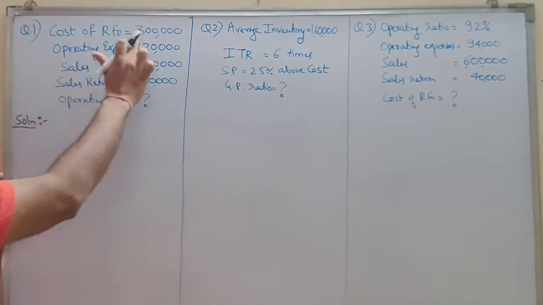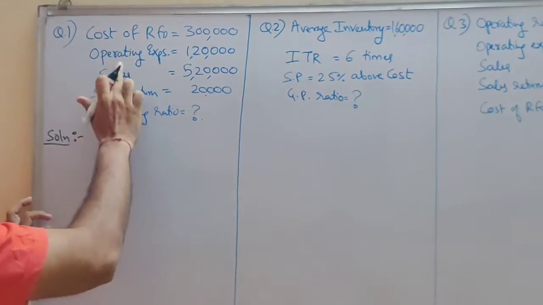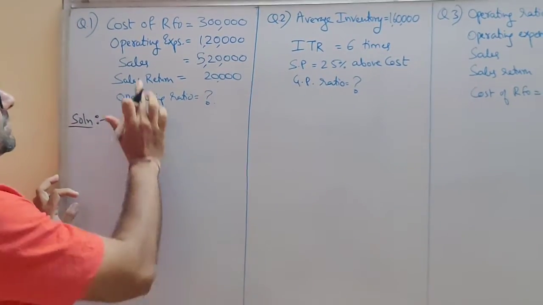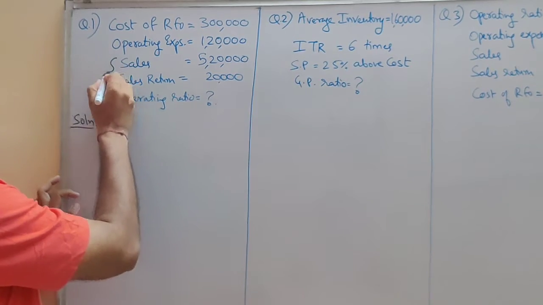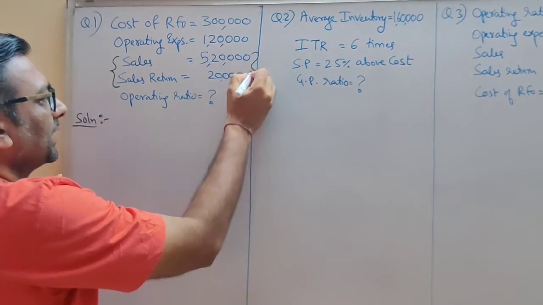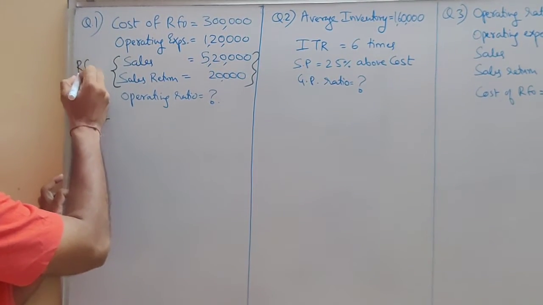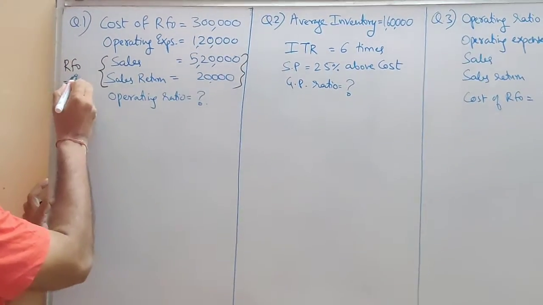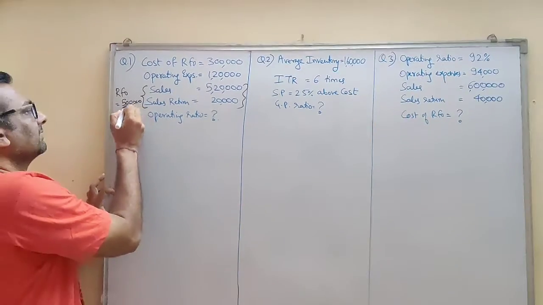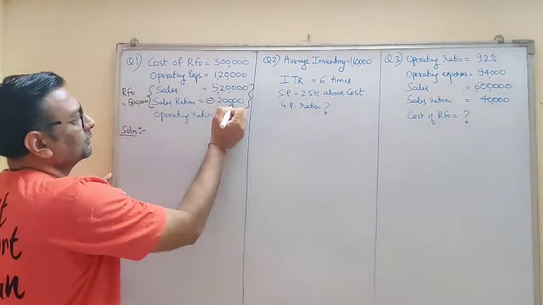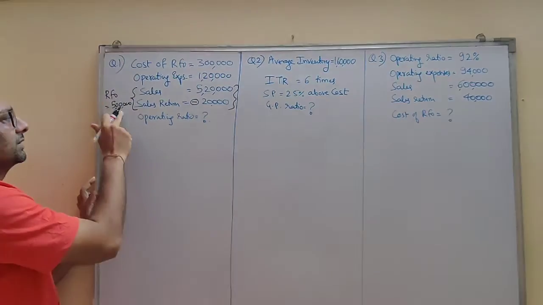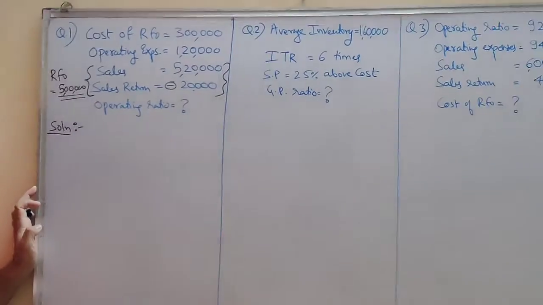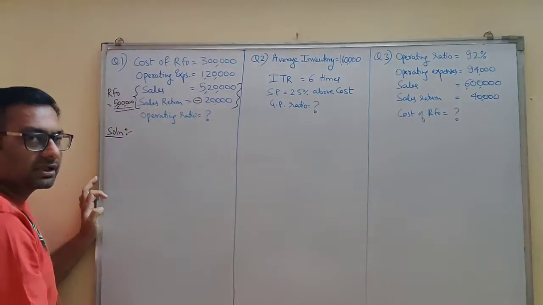They have given you cost of RFO, okay? Operating expenses are given to you, sales given, sales return. So if you take a difference of these two items, this will give you RFO, means net sales. So what is your net sales RFO? 5 lakhs. If you minus these two, you get the RFO amount, that is 5 lakh, which we are going to use in our solving.